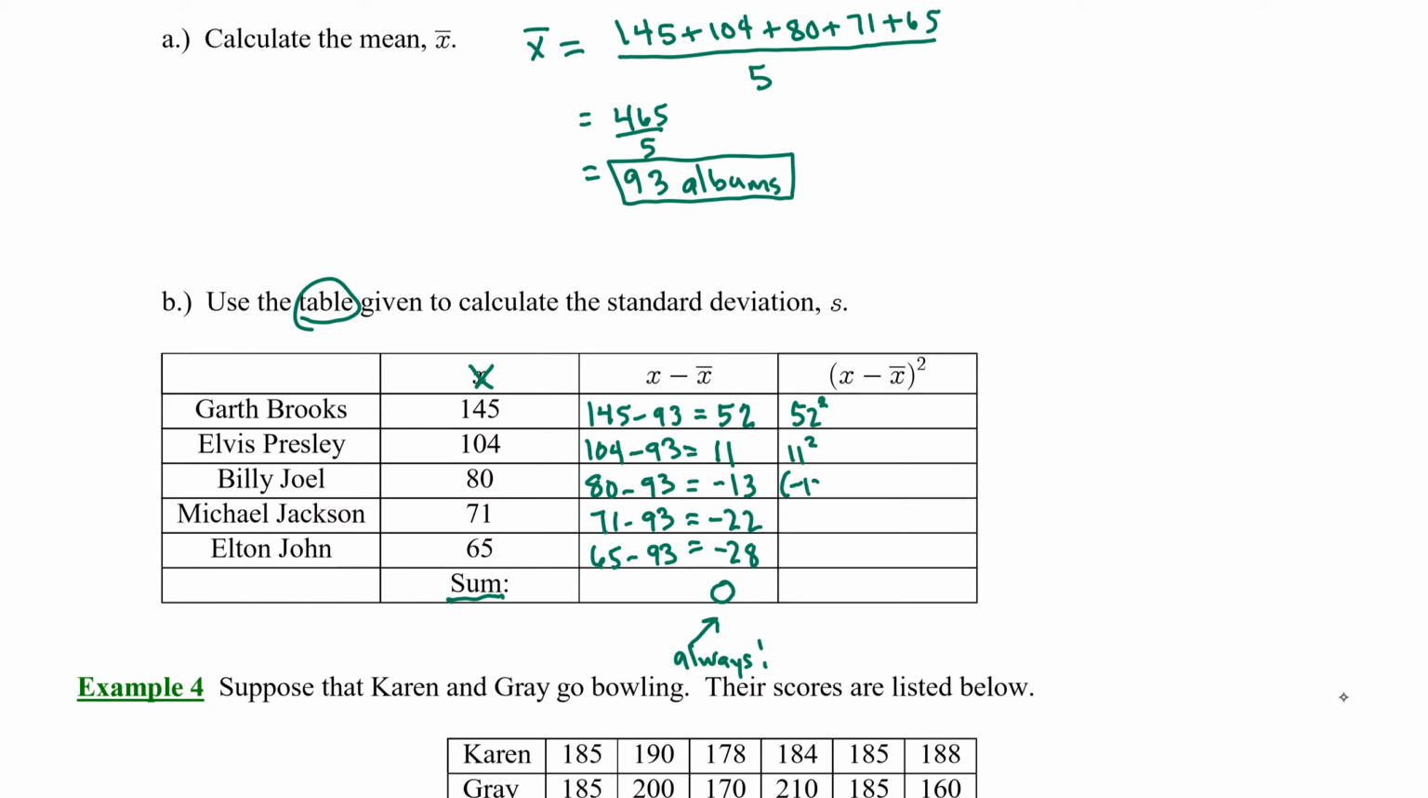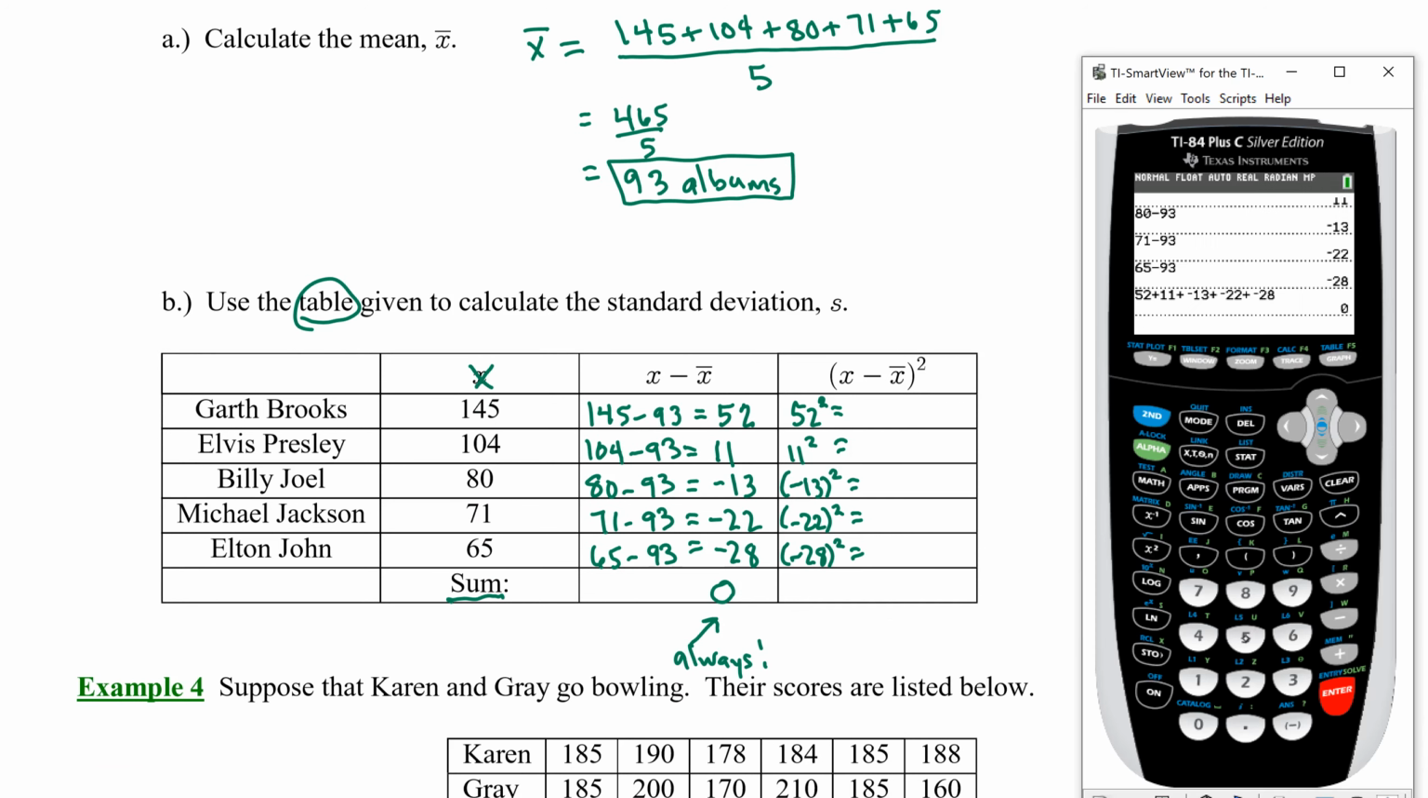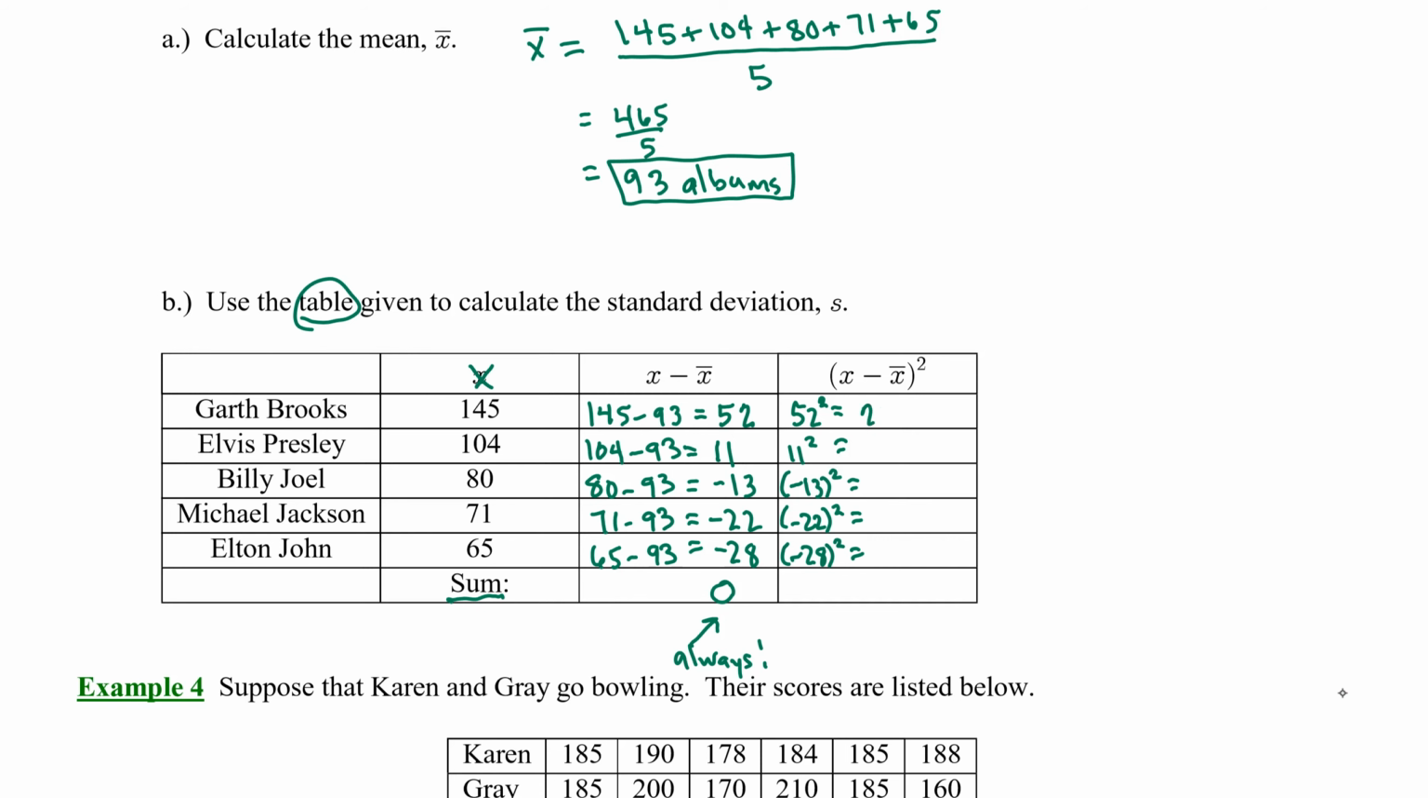Now, we have to be really careful with these negatives, the way we enter those into the calculator. We know that the square of a negative number always turns out to be a positive number. So the first two are pretty straightforward. To square, I'm just going to type my x squared button. 52 squared is 2704. 11 squared is 121.